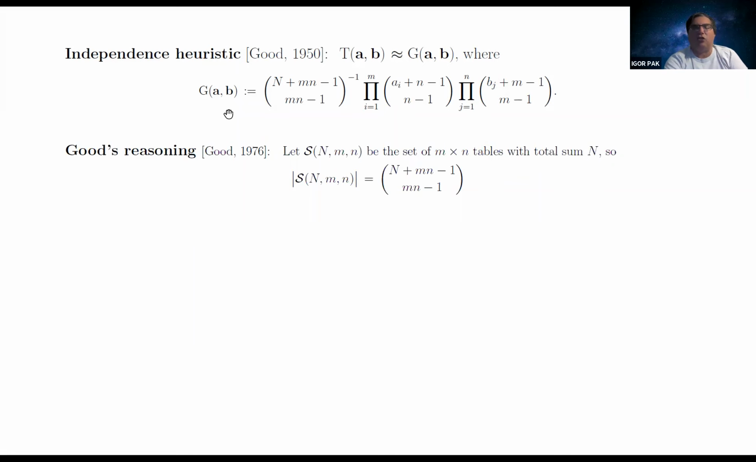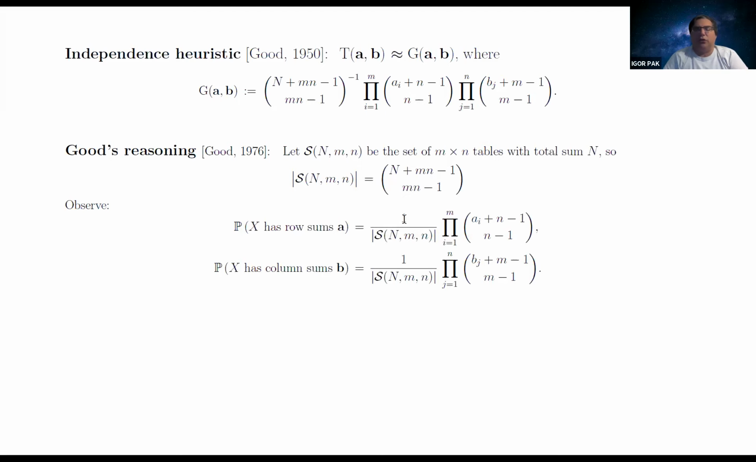So how do you get this kind of formula? What you do is you think of S to be the set of all m by n matrices with total sum N. So the number is going to be this binomial coefficient. You with me? What's the total sum? It's a rectangular matrix, you take the sum of all numbers in the matrix. Okay. Is this clear? Yeah. So the number is this binomial coefficient. That's pretty easy.